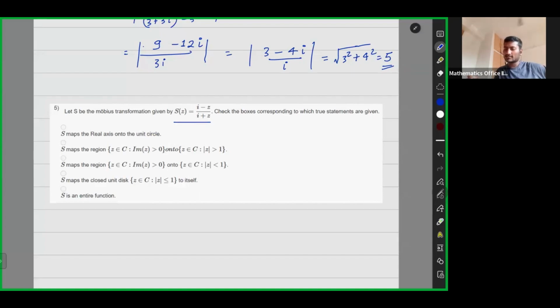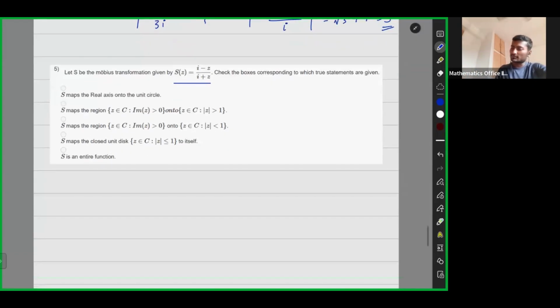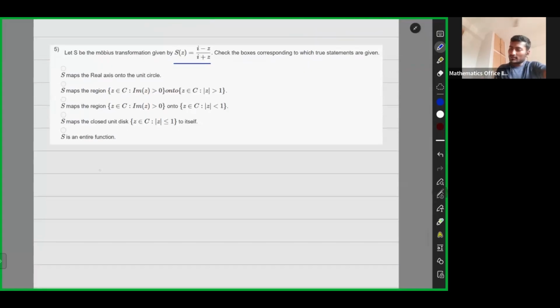This is a true statement. So if you remember, in the class, in the extended plane, Mobius transformations are invertible. Fine. So S is a bijective map on the extended plane. Okay. So S maps the real axis onto the unit circle. Let's see where it maps the real axis.